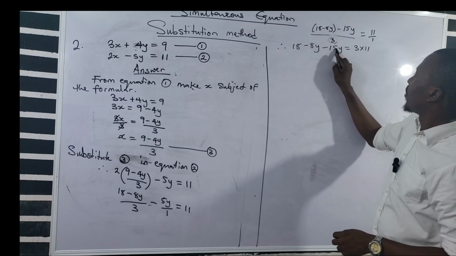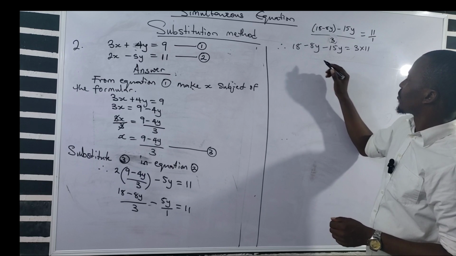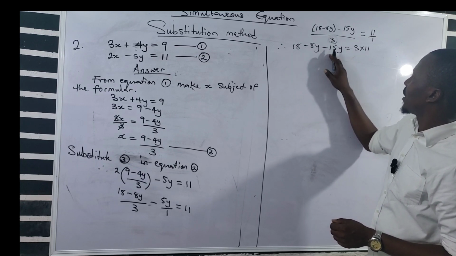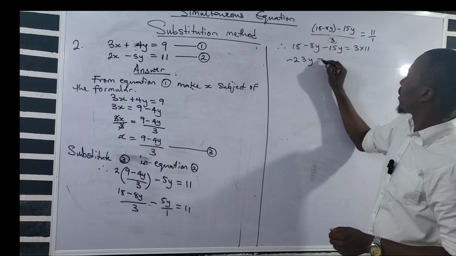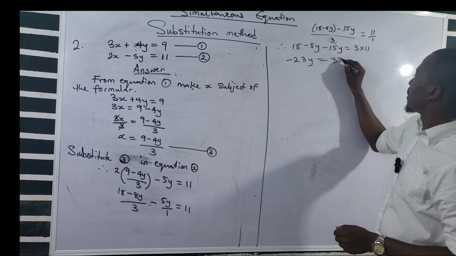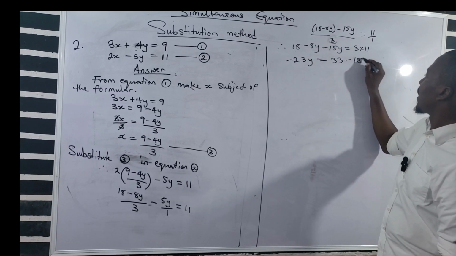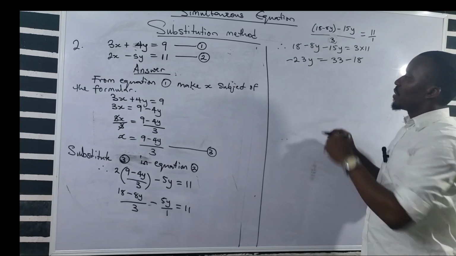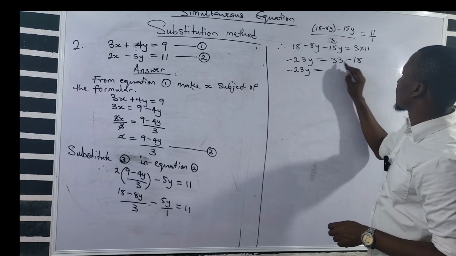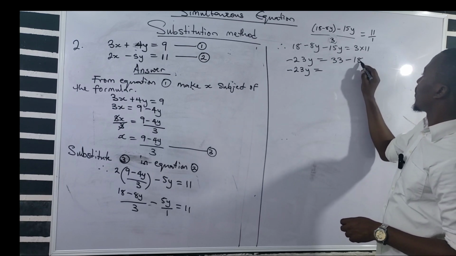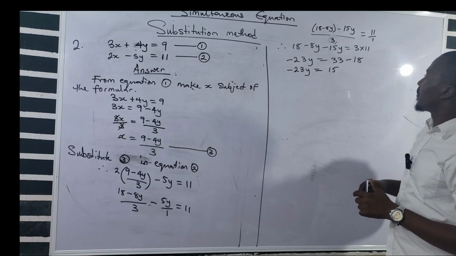So these two are common terms, so I can add or subtract them. So this and this will give me minus 23y equals to, this one will give me 33. When 18 crosses over, it becomes minus 18. So this will give me minus 23y equals to 33 minus 18. That will be 15. Okay, that will give me 15.